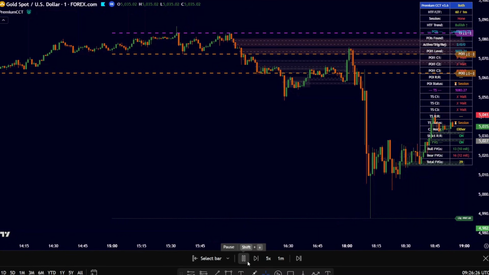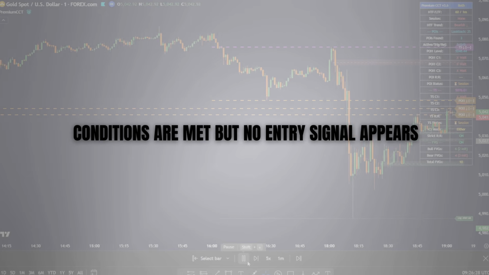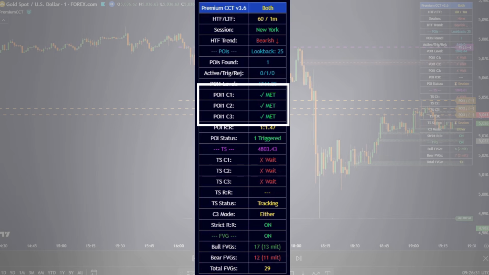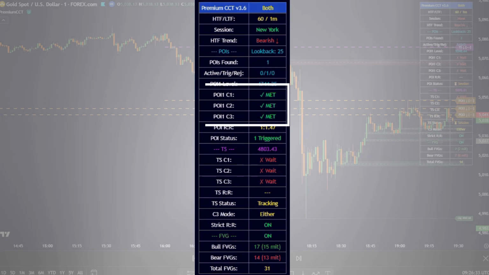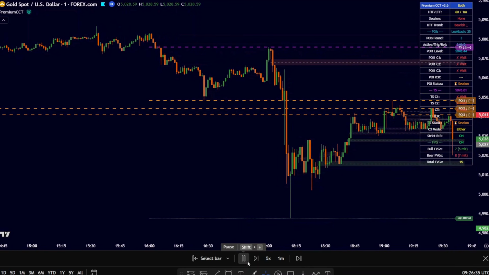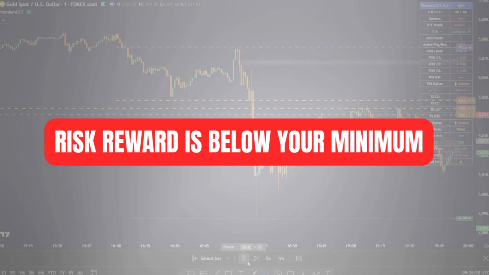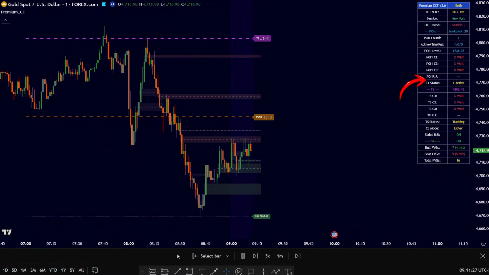The second scenario is when conditions are met, but no entry signal appears. You see C1 checkmark, C2 checkmark, C3 checkmark in the table, but no entry marker on the chart. The most common reason is that risk reward is below your minimum. Check the table and look at the R:R value.